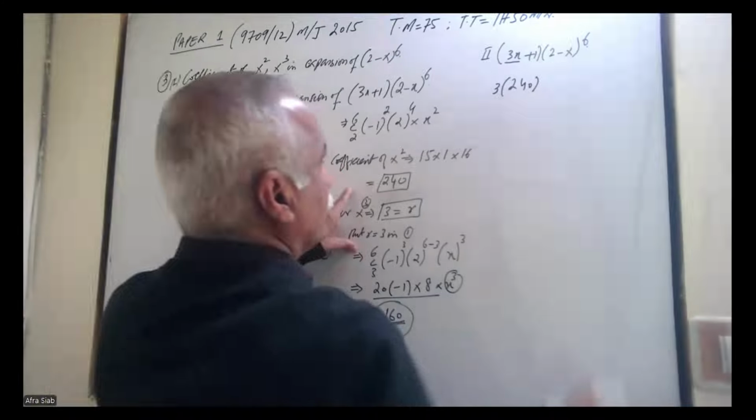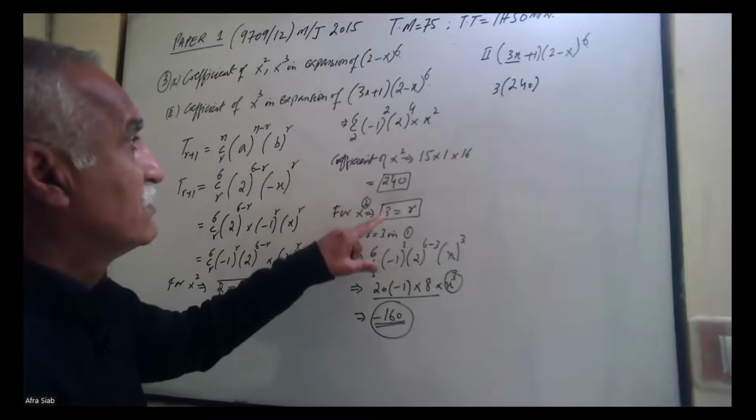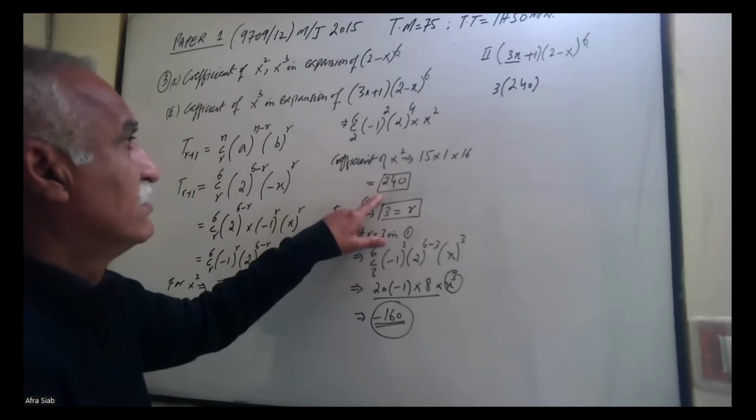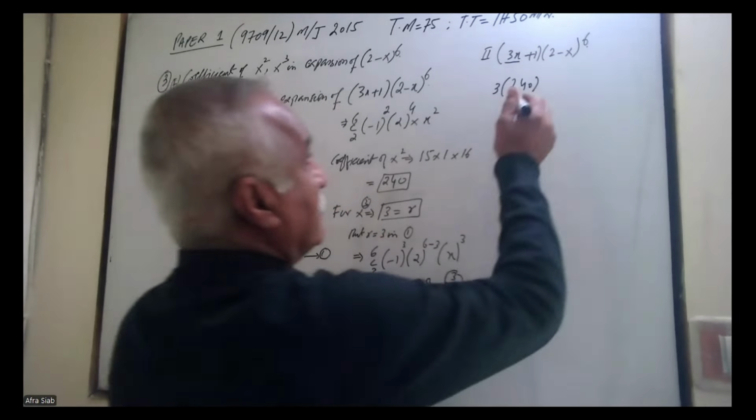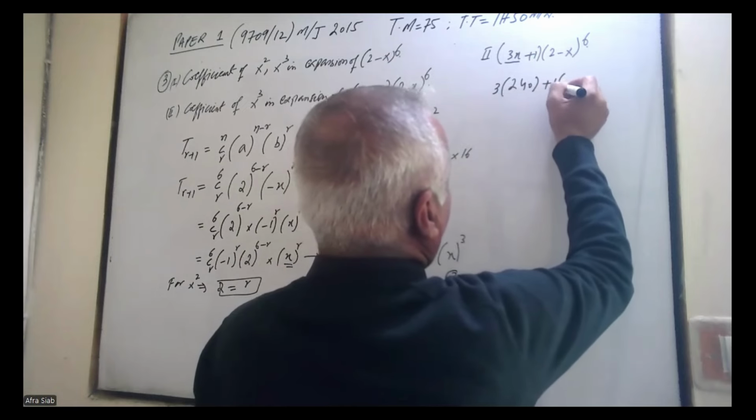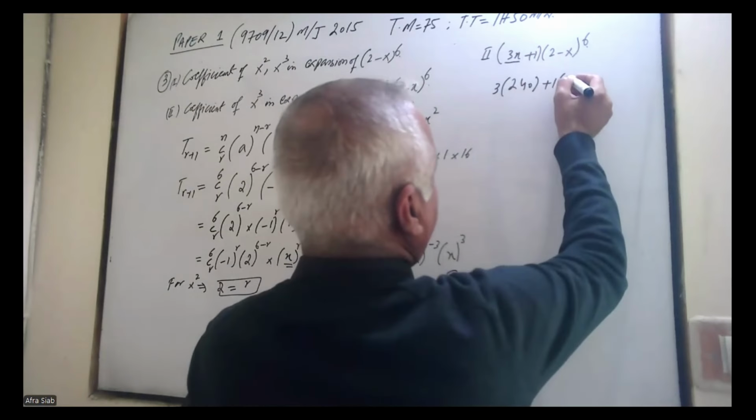Because directly we can use the result from before. So 3 into 240 for the x cube term, and then again this 1 is going to multiply with x cube there. So 1 multiplied by the x cube coefficient, which is minus 160.